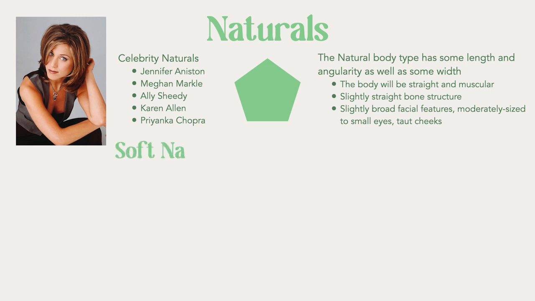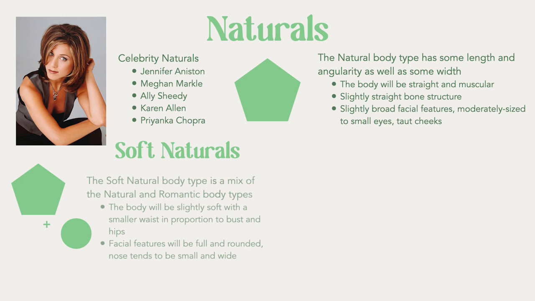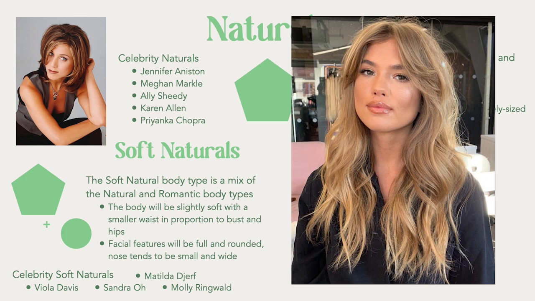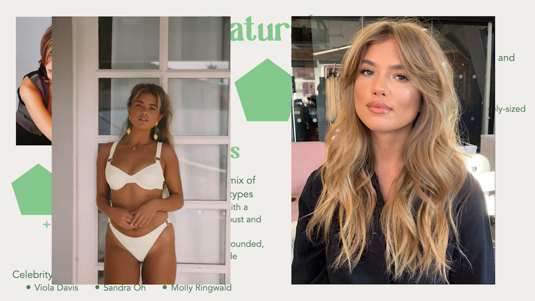If you combine the natural type with romantic, you get the soft natural. This type will have a slightly small waist in proportion to the bust and hips and lean towards a slight hourglass shape. They'll have slightly angular bones and full and rounded facial features as opposed to the naturals' smaller straight ones. I've seen Matilda Djerf categorised as a soft natural, and I think she is a really great example because she fits the description to a T. Plus, because she's an influencer, there are literally hundreds of photos of her to reference.